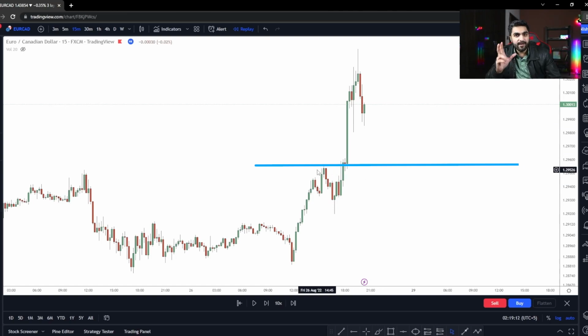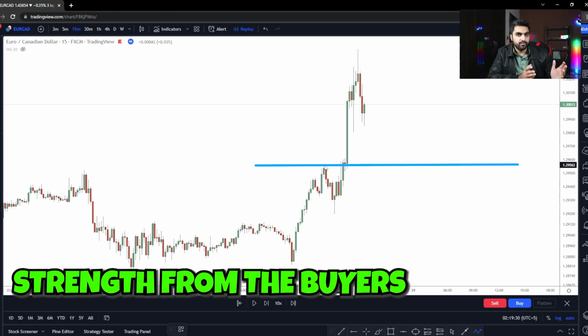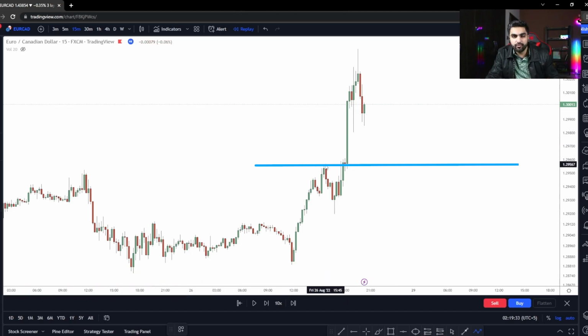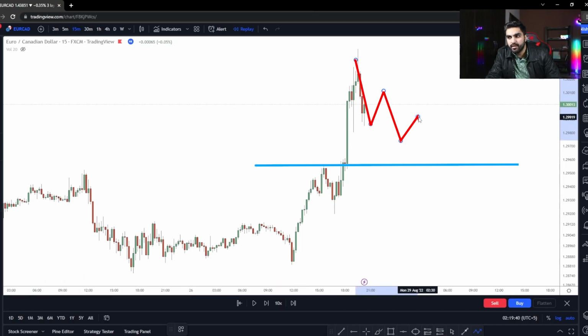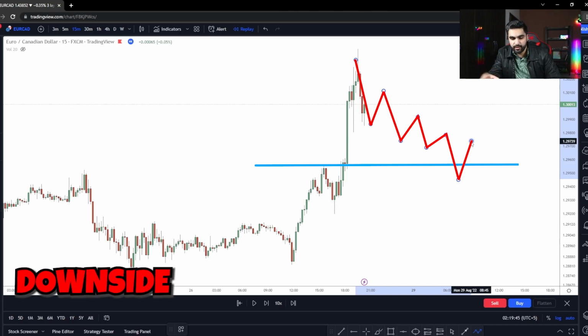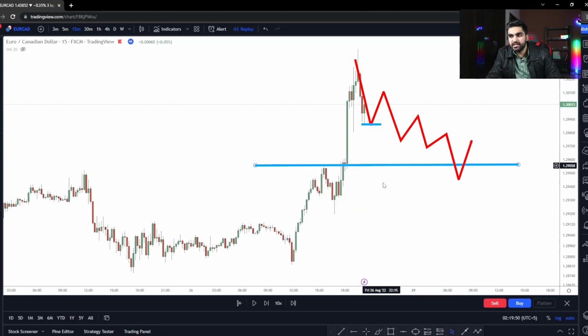Now the very important point that I want to mention is that when the sellers come down to retest the break of market structure area, we need to compare the strength of the buyers which broke this market structure with the strength of the sellers. So the sellers need to come down in this type of pattern. They need to have a lot of struggle to the downside. There needs to be a miniature level of lower low and lower high sequence.